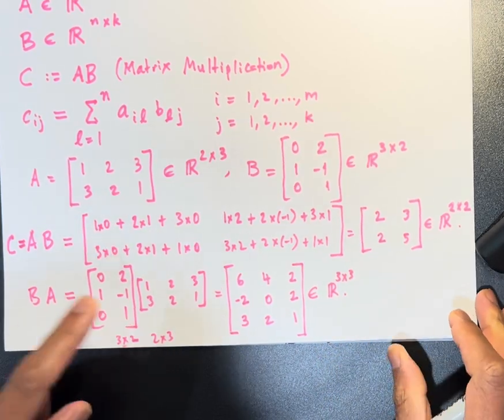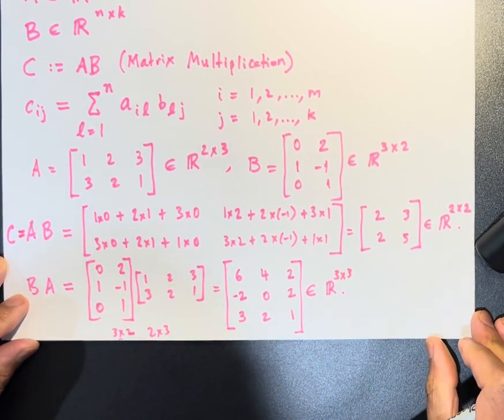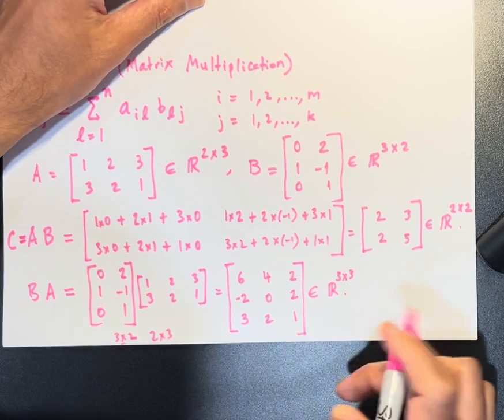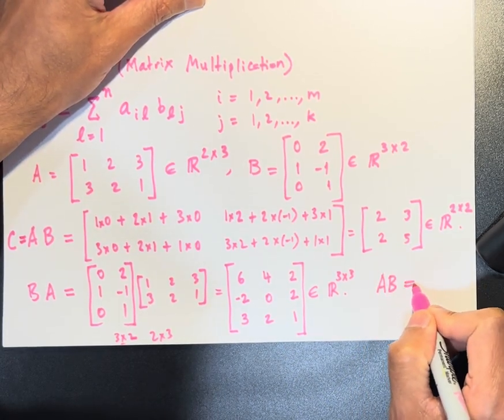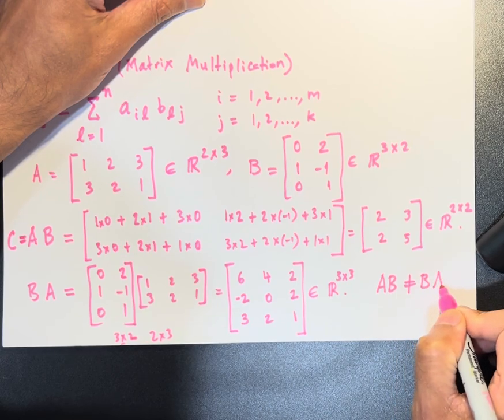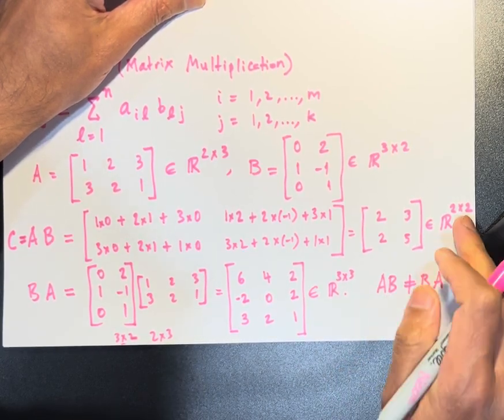Okay, so from this example, obviously we know that for matrix multiplication, AB is not equal to BA in general. Okay, even the dimensions don't match.